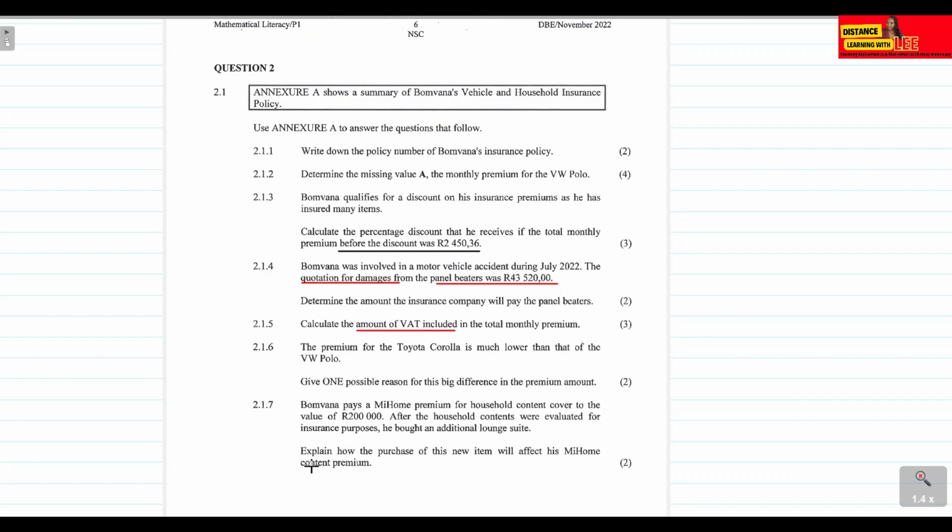So after all of his furniture and whatnot are evaluated for insurance policy, they basically told him that, okay, we're going to cover you for your household contents to the value of 200,000. And now, after they've done that evaluation and that deal is signed, sealed, and delivered, he decides that now he wants to buy a new lounge suite.